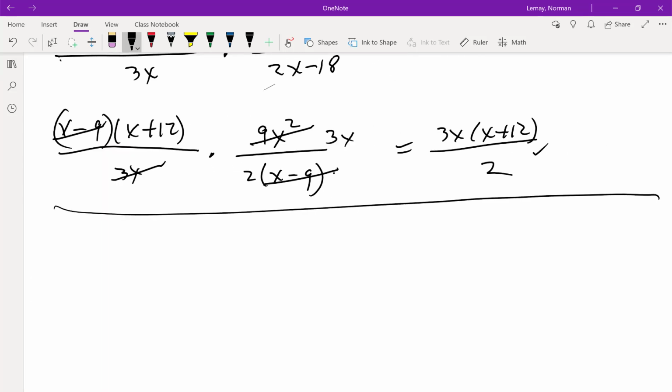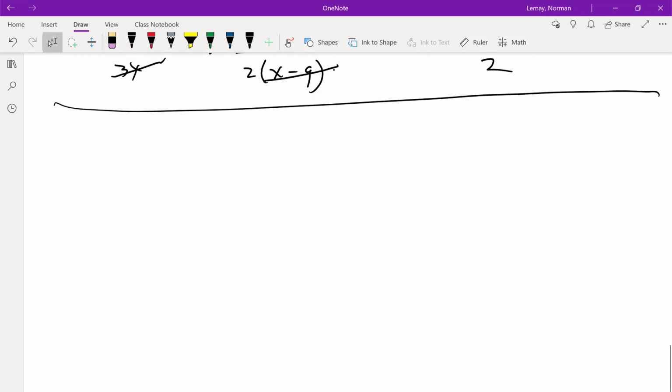All right. Flip my page here. Looks like we got 2 more to go. 2 more to go, ladies and gentlemen. So let's take a look.